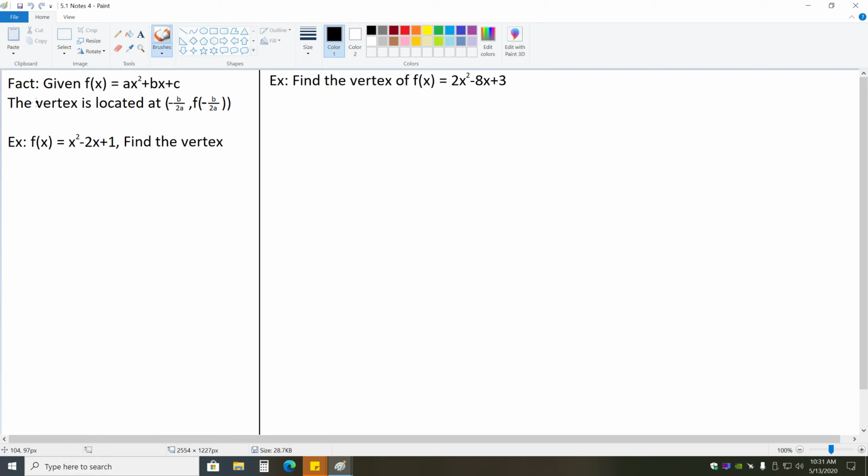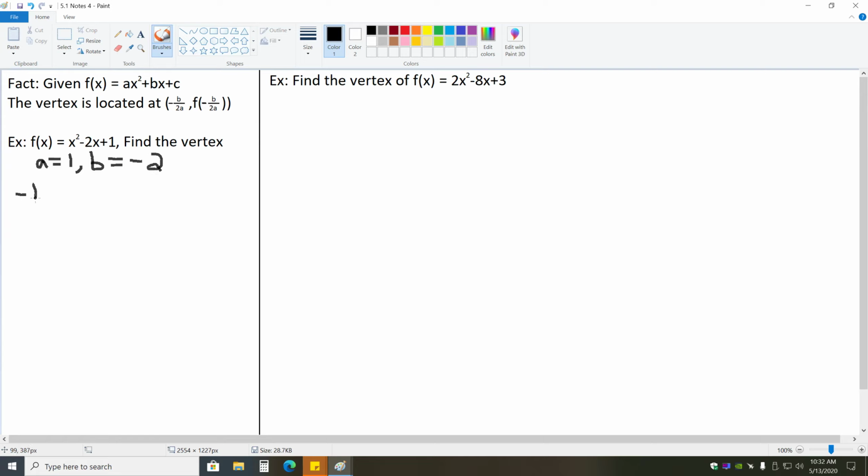So this method says given f of x equals ax squared plus bx plus c, the vertex is located at -b over 2a, comma f of -b over 2a. So, looking at this problem, f of x equals x squared minus 2x plus 1, we want to find the vertex. All we need are the values a and b. So a is the number in front of x squared, which is 1, and b is the number in front of x, which is -2.